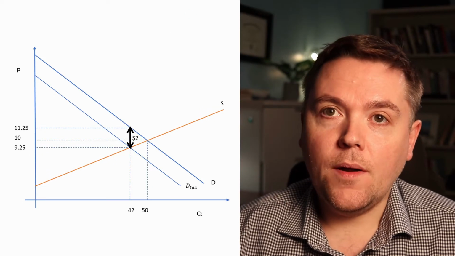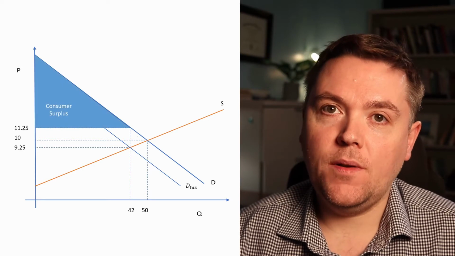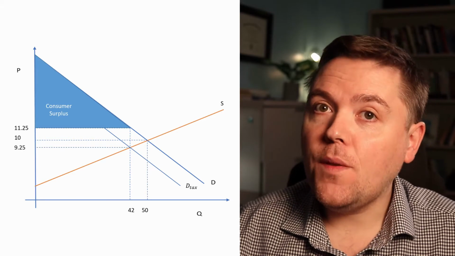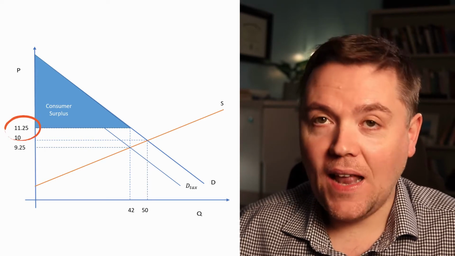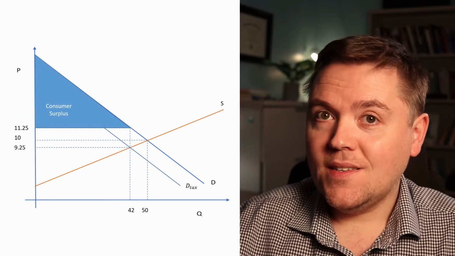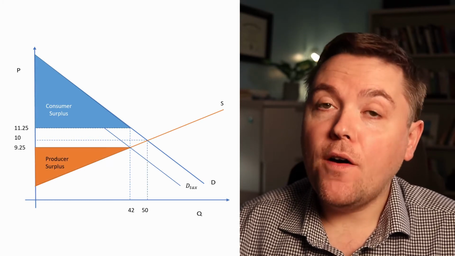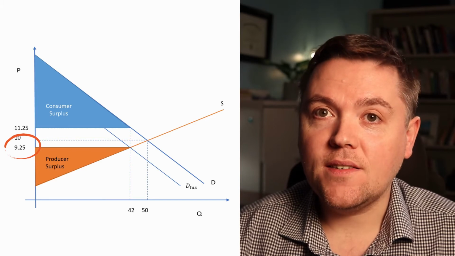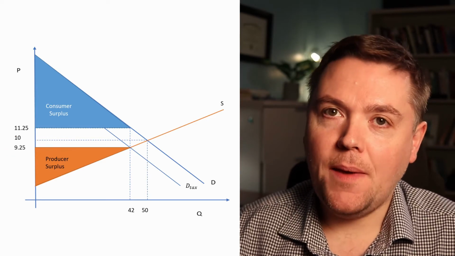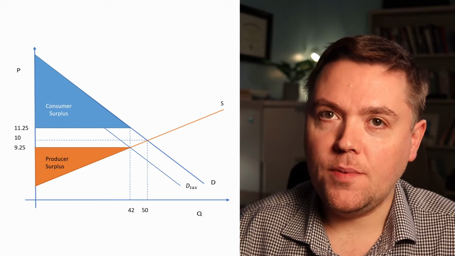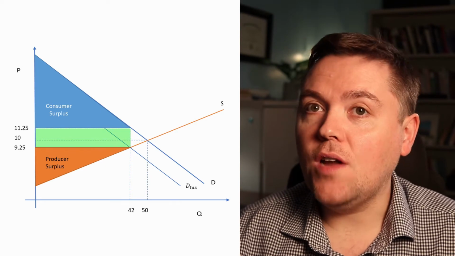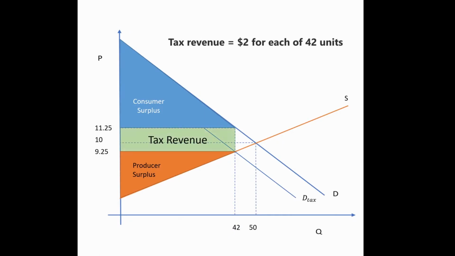Compared to the original equilibrium, the tax reduces consumer surplus. It's now just the triangular area below the demand curve and above the price, inclusive of tax, of $11.25. For producer surplus, it's now the triangular area above the supply curve and below the price the seller receives of $9.25. But that leaves some blank space that used to be part of our social surplus. The first blank space is a rectangle with a base of 42 and a height of $2. Well, that's just the tax revenue, $2 for each of 42 units, $84.